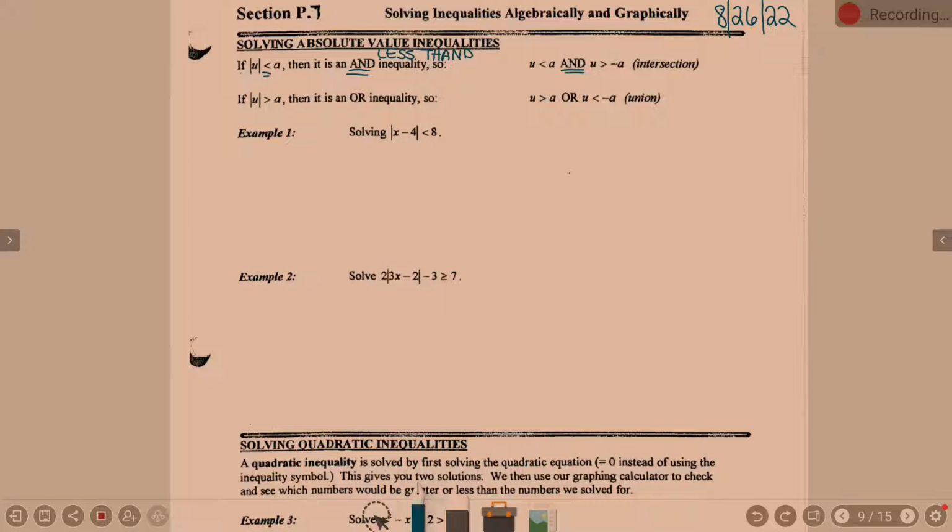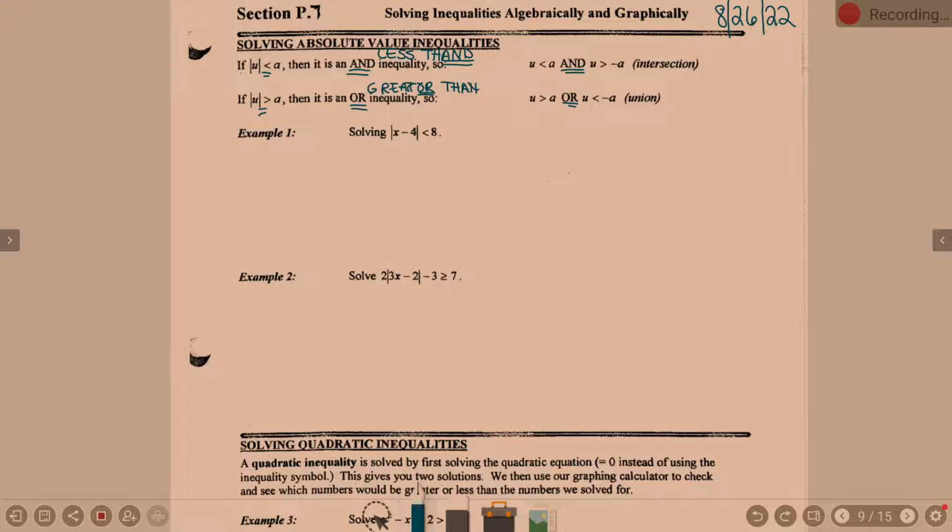The other option, if you have a greater than sign, we're going to have an or statement. So you can have less than, and it's an and statement. Greater than, and it's an or statement. You do the same thing though. You keep the first inequality, so in this case it'd be U greater than A. Use the word or, and then you keep the U. Greater than switches to less than, so you switch the inequality sign, and positive A switches to negative A.